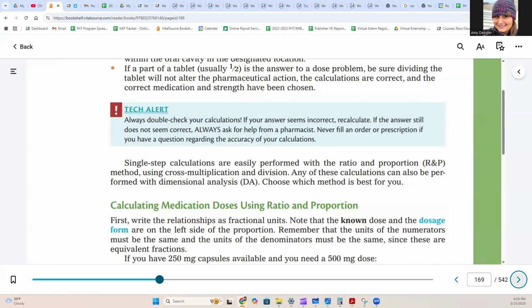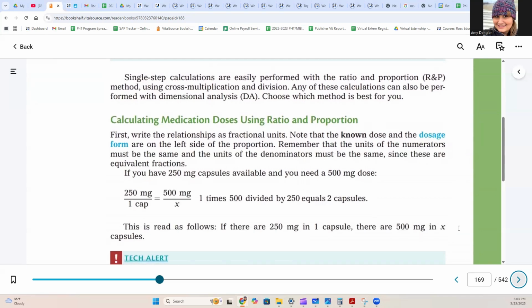Our tech alert up there says, always double check your calculations. If your answer seems incorrect, recalculate. So use your judgment when you're trying to figure something out. If it doesn't make sense, it's probably not right. So think about what you're dispensing and how much you're dispensing, and if it's higher or lower than you expect, or the answer is just crazy, definitely try it again. If the answer still does not seem correct, ask the pharmacist. Never fill an order or prescription if you have a question regarding the accuracy of your calculations.